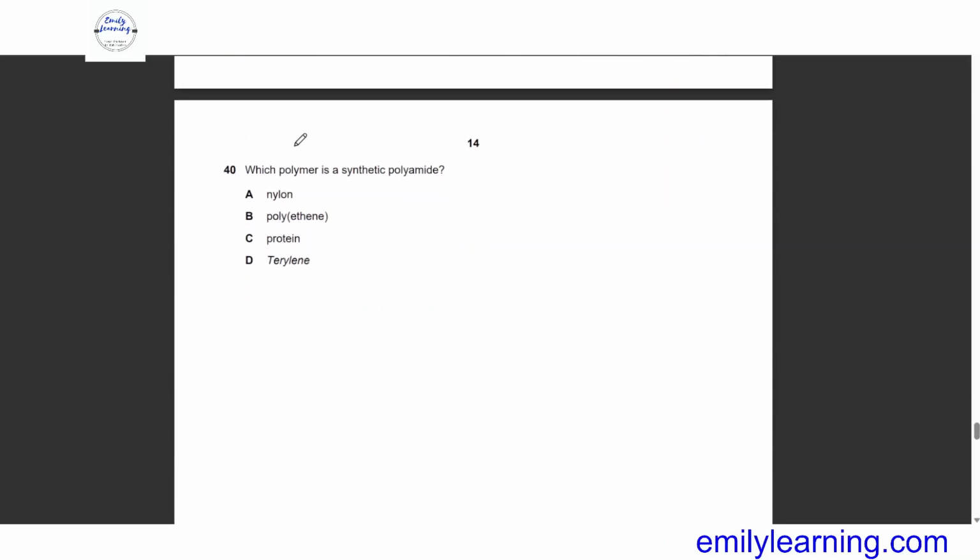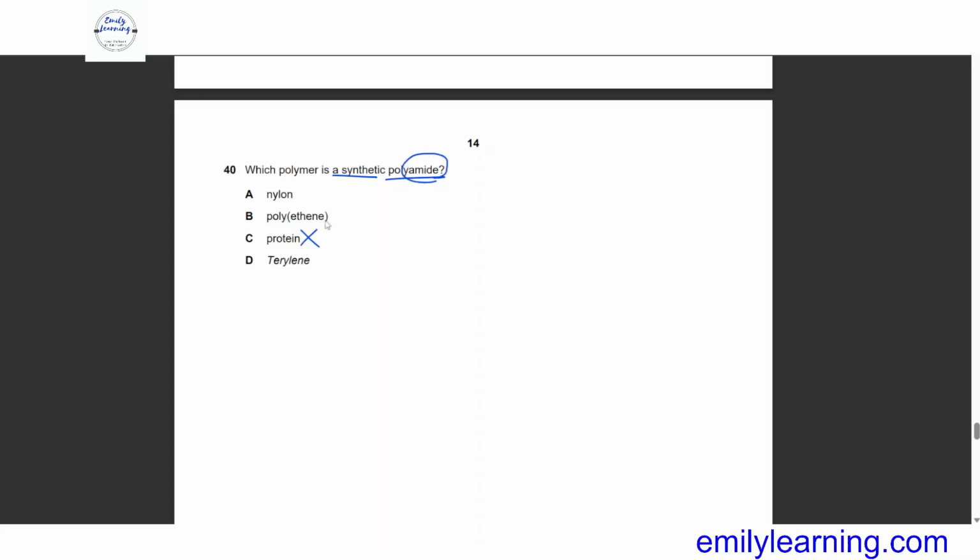Okay, last question, which polymer is a synthetic polyamide? So there are two things, one of it is synthetic, one of it is amide. So protein is out because protein is not synthetic, it is natural, it occurs naturally. Synthetic is man-made. So protein is out. Next, we need an amide, polyamide.